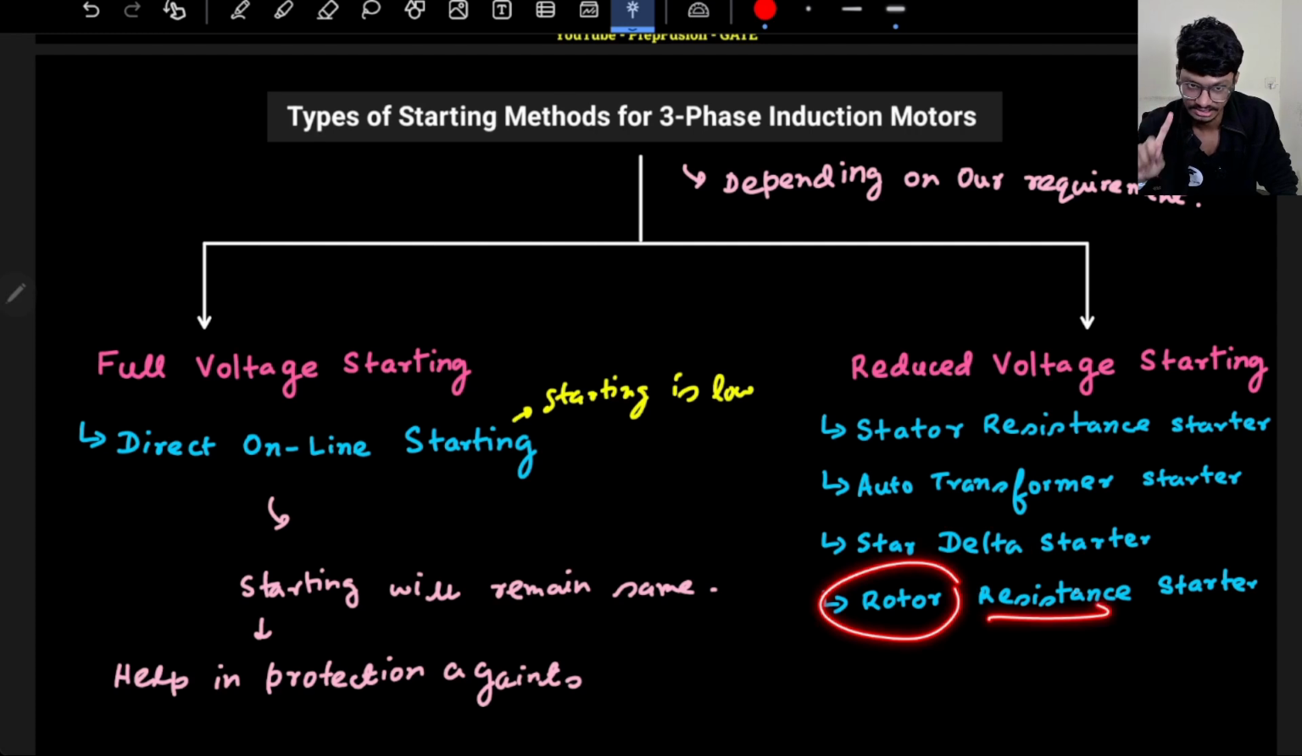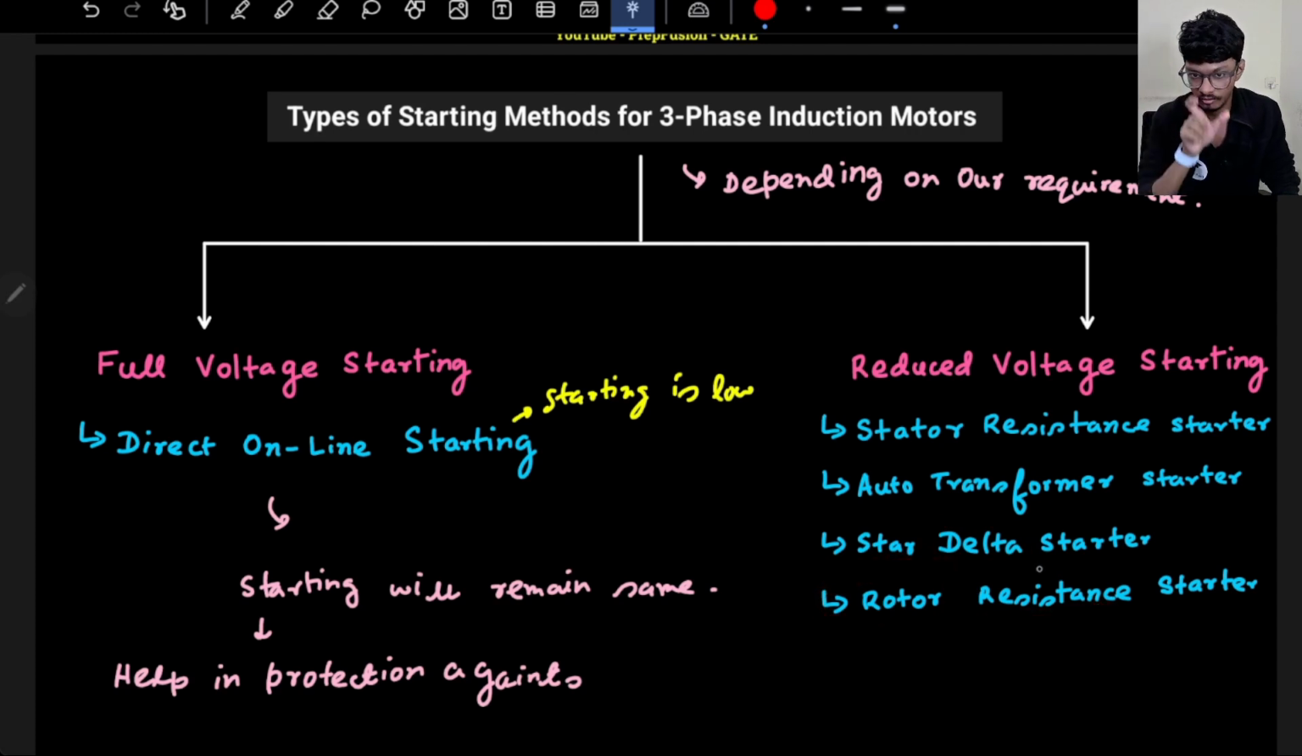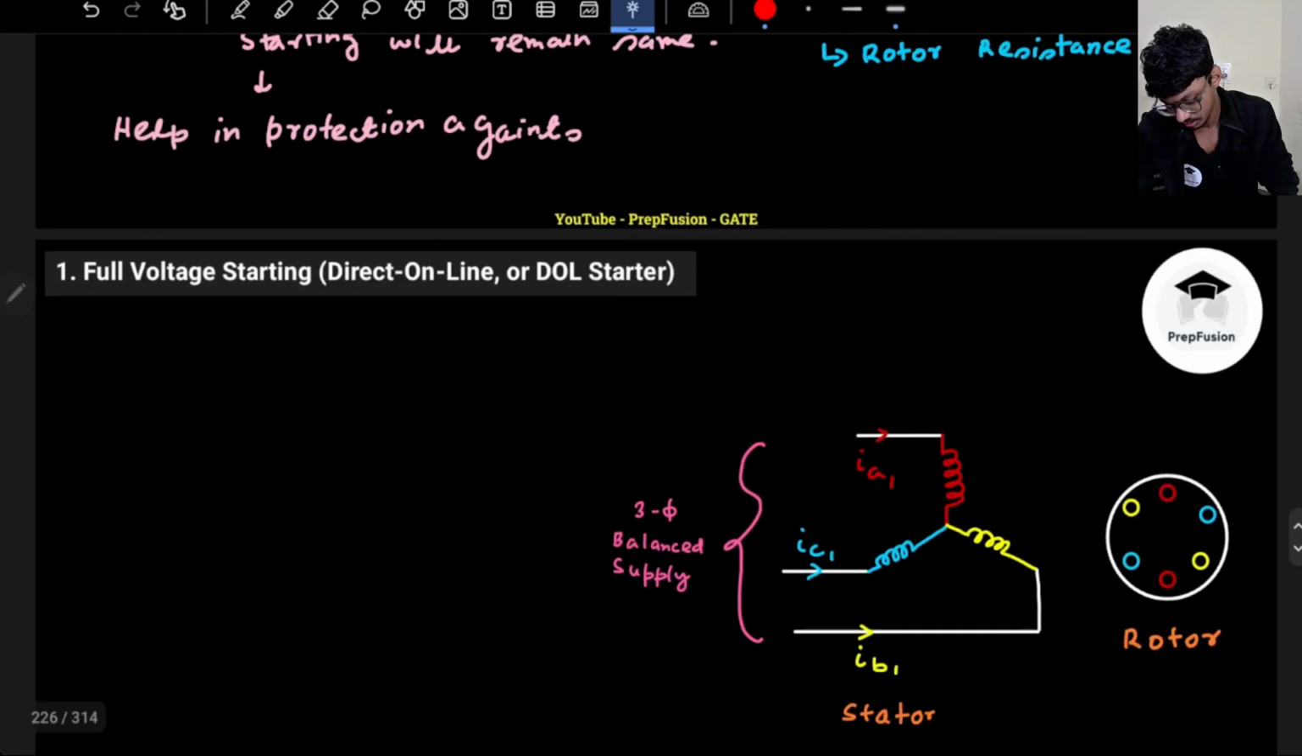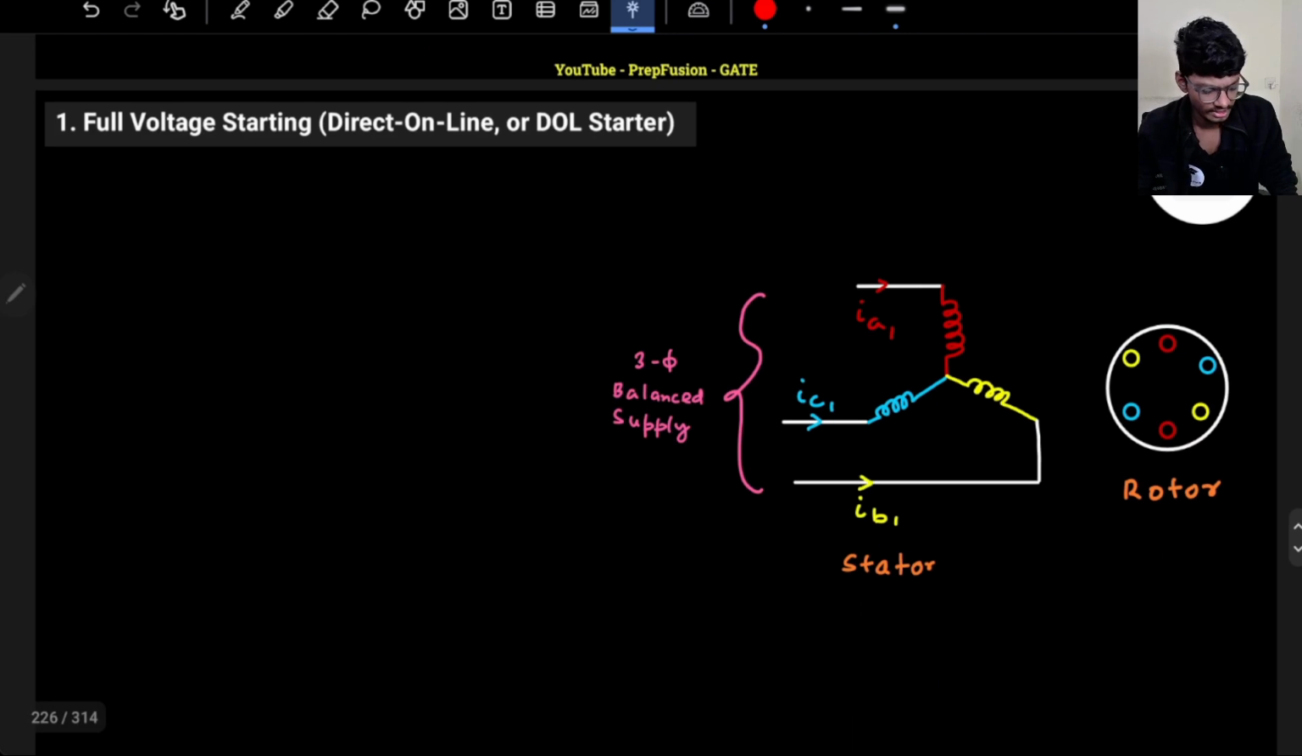Then we have the rotor resistance starter. This will be applicable only in slip ring type, whichever type of rotor has provision for addition of resistance. This method can be used to add resistance on the rotor side and the current will be reduced. So let's now discuss the first one, that is full voltage starting. Not much analysis is there, just that we apply the full voltage and measure the currents so that we can compare with the rest of the methods, how much current is reduced in them. That is what we want to compare.